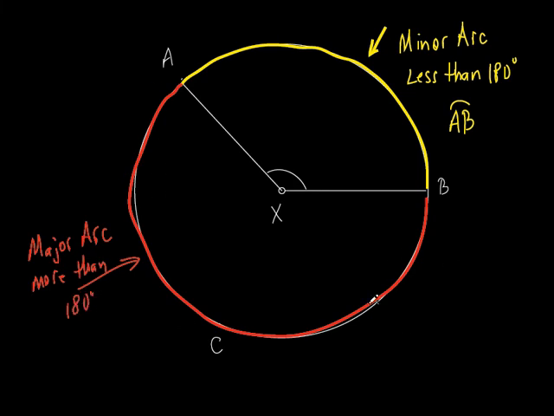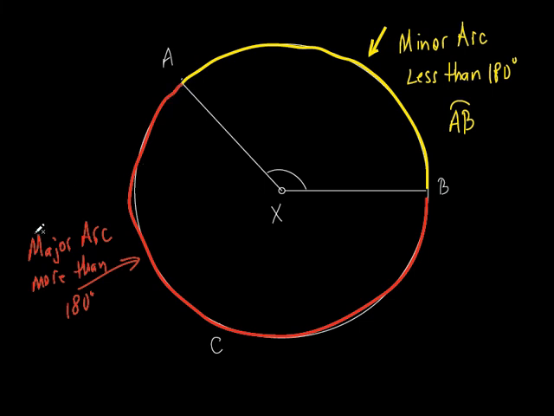All right, so more than 180 degrees. Okay, the major arc is more than 180 degrees. Now watch. It doesn't really matter that much if you know the name of a major and minor arc. But here's what's really important: how you name it.